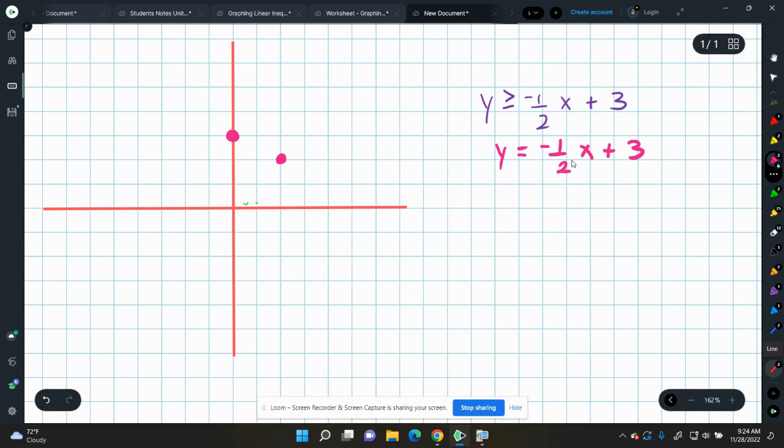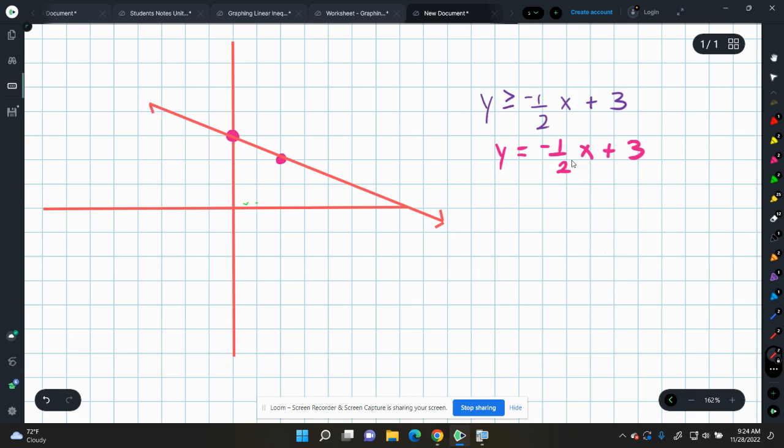Okay, is it dotted or solid? Why is it solid, Hunter? Caden? There's a line under the inequality. Since there's a line right here, that means it's equal to also. So when there's a line there, it's a solid line. When there's no line, it's dotted. Okay, so we'll make this a solid line.